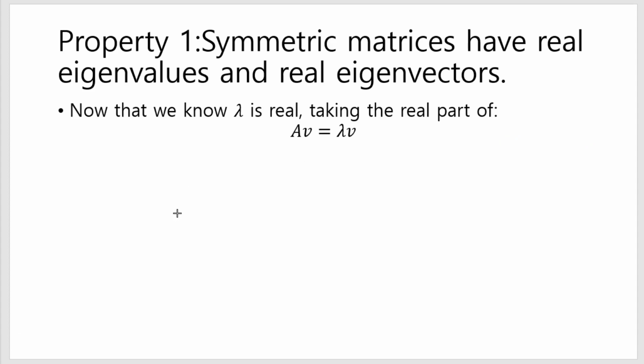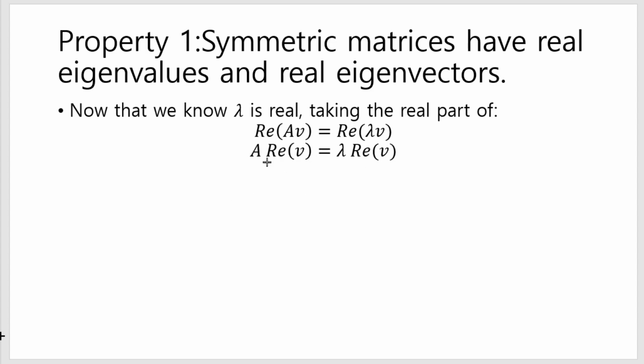Okay. Now that we know lambda is real, to show that it has real eigenvectors, all you have to do is write this down and just take the real part of the vector. It will still satisfy the same thing because A is a real matrix. You can just take the real part of V and multiply it by A. And again, because lambda is real, you can also bring it outside. If A and lambda were not real, you can't do this, but because these are both real, you can do this.